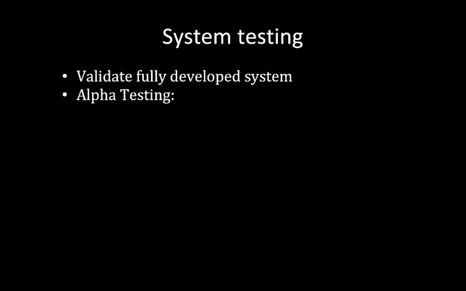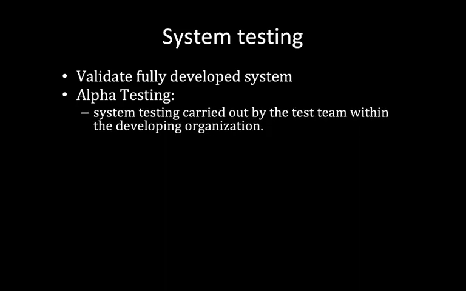This system testing can be carried out in three ways. First one is alpha testing. In alpha testing, system testing is carried out by the test team within the developing organization. So if there is an organization that is developing the product, that same test team will be testing it. Then it is known as alpha testing.